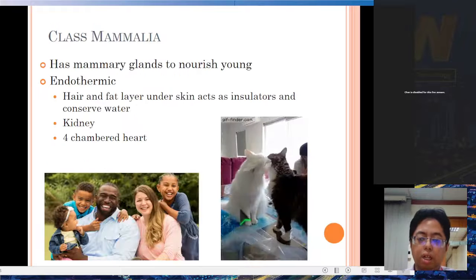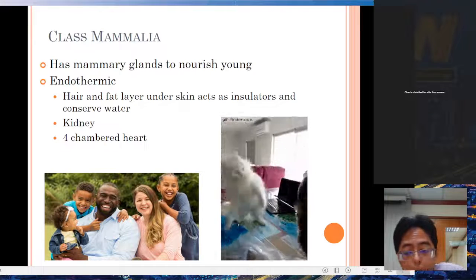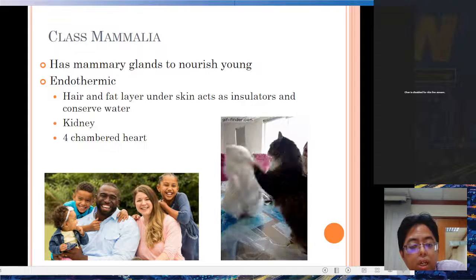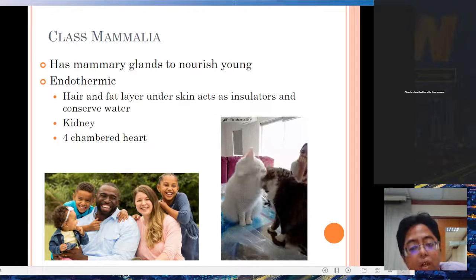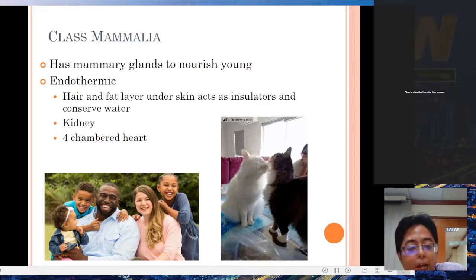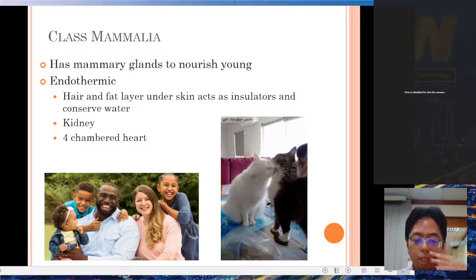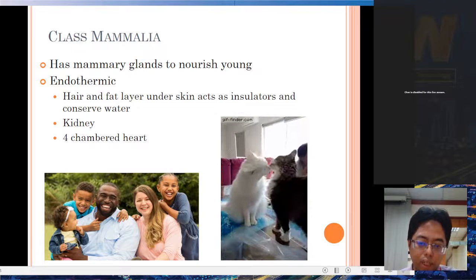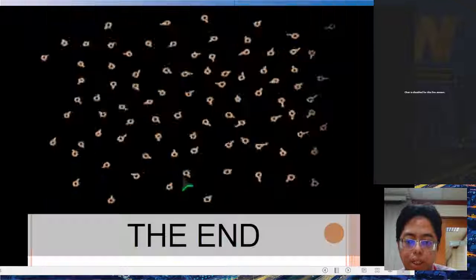Okay. Class Mammalia. So mammals, they have mammary glands to nourish the young. Endothermic. So they create their own heat due to metabolism. Okay. So mammals have hair and a fat layer on the skin as insulators and to conserve water. Mammals have kidneys and also a 4-chambered heart. So this actually makes the mammals able to, despite their large size, live and send a lot of oxygen and nutrients to the whole body, okay, very efficiently.